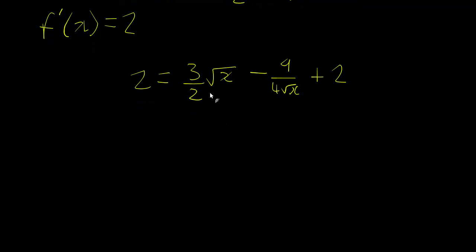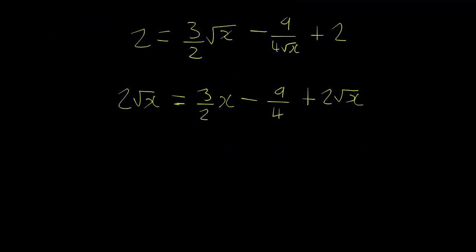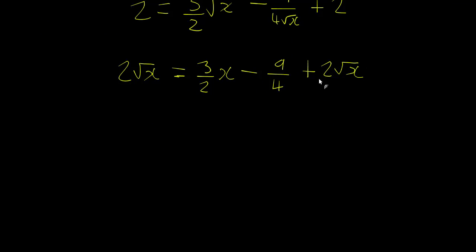Okay. If I multiply everything by root x, that would mean we would end up with 2 root x equals 3 over 2 x, because I'm multiplying by root x, remember, minus 9 over 4, we just cancel the root x, plus 2 root x. And now I can just take away the root x, because I've got plus 2 root x here, plus 2 root x there, so minus 2 root x from both sides would give us 0 equals 3 over 2 x minus 9 over 4.